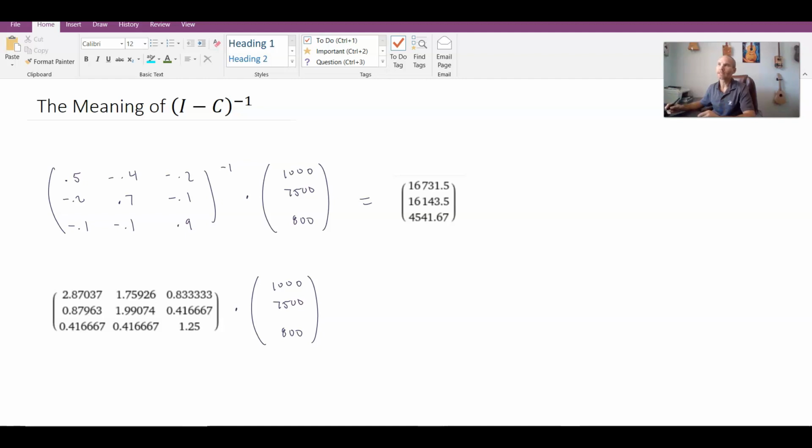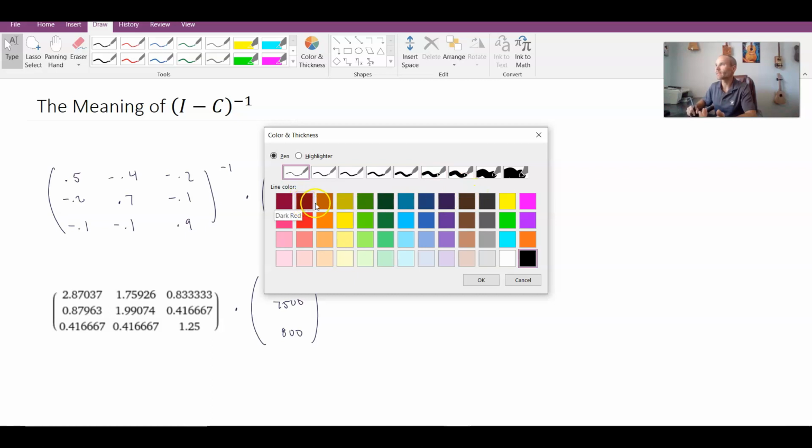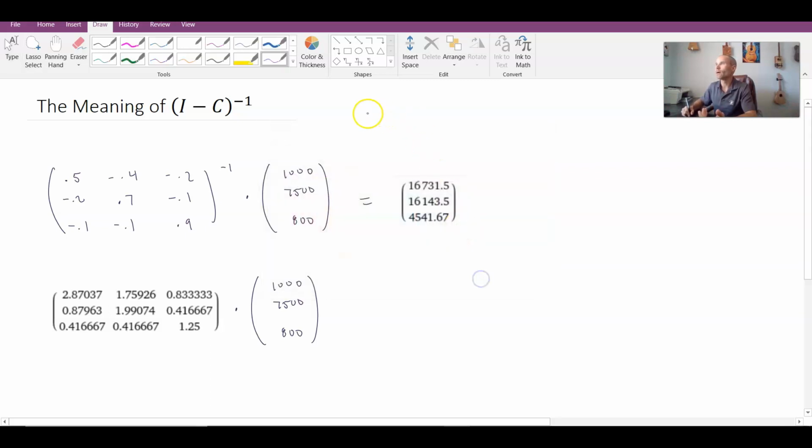So in the Leontief input-output model, we may not think anything of taking an inverse, other than it being an operation that needs to be conducted in order to solve an equation. In our case, that equation was, we wanted to know the total output of each of the sectors, and in order to calculate that, we had to take I minus the consumption matrix, the inverse of that, and multiply it by our final demand vector.